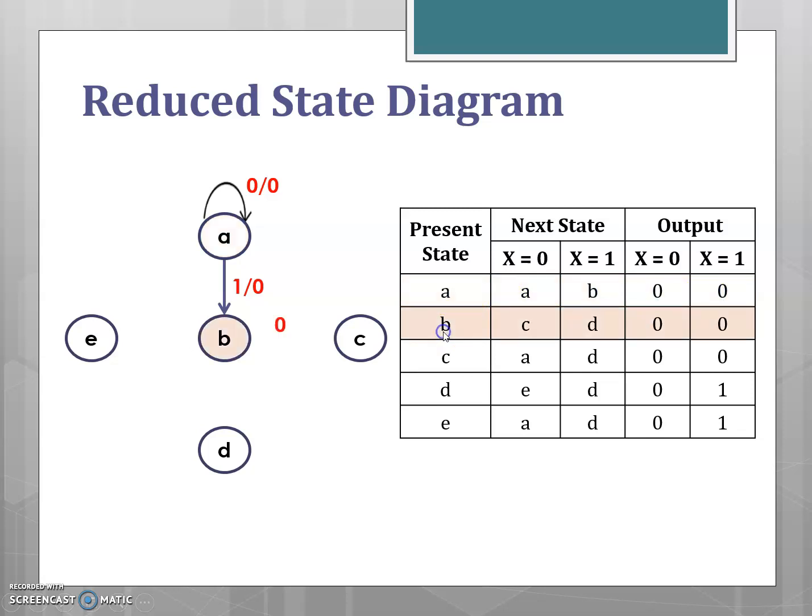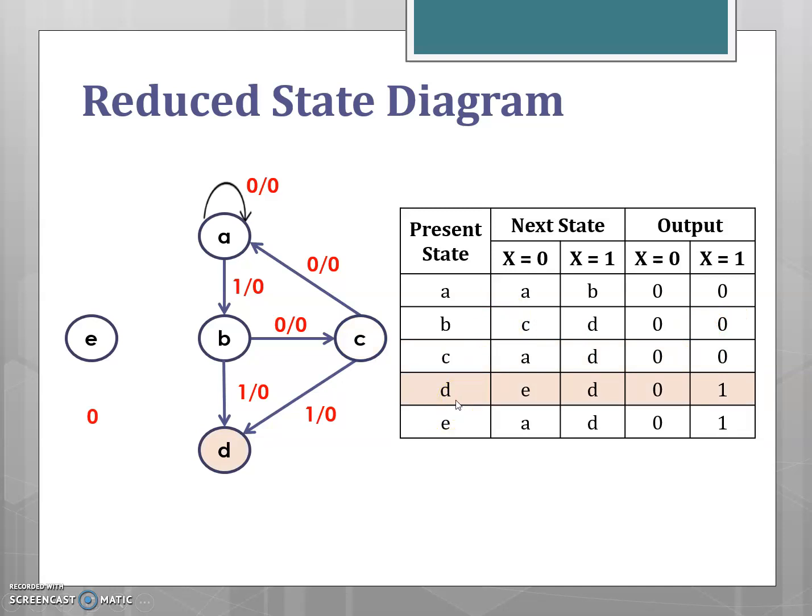Then moving on to the next state B. For the input 0, the next state is C with the output 0. And for the input x equal to 1, the next state is D with the output 0. Moving on to state C, with the input x equal to 0, the next state is A with the output 0. And for the input x equal to 1, the next state is D with the output 0.